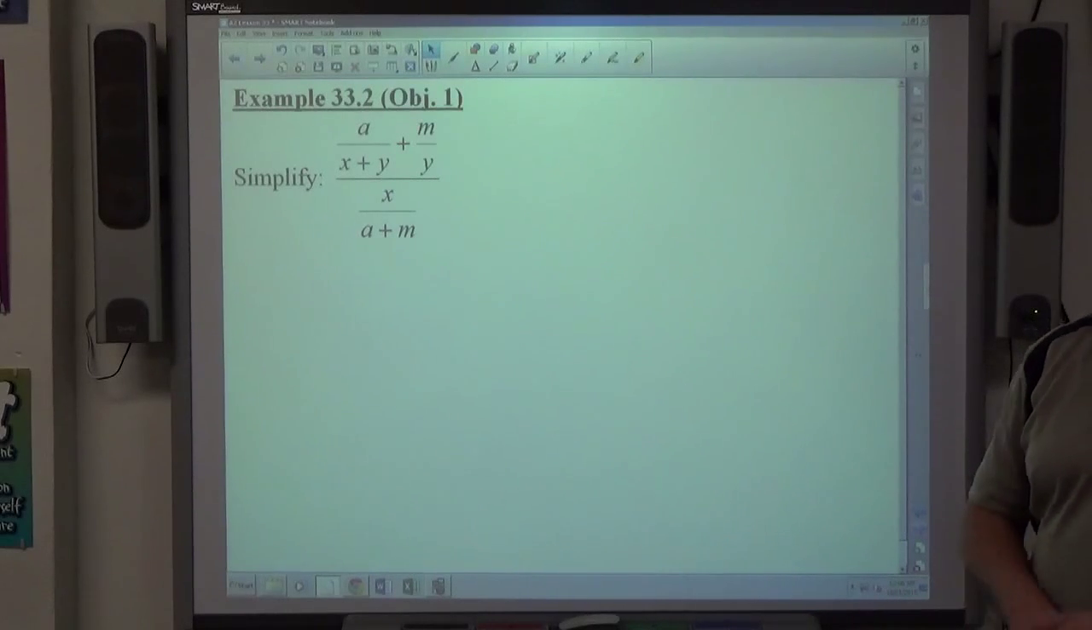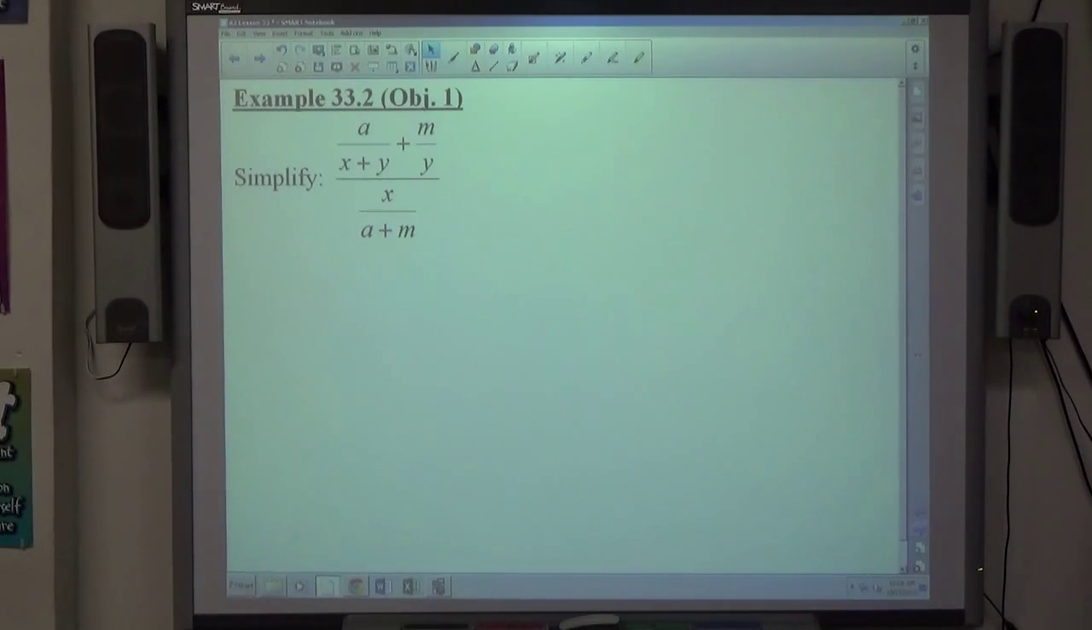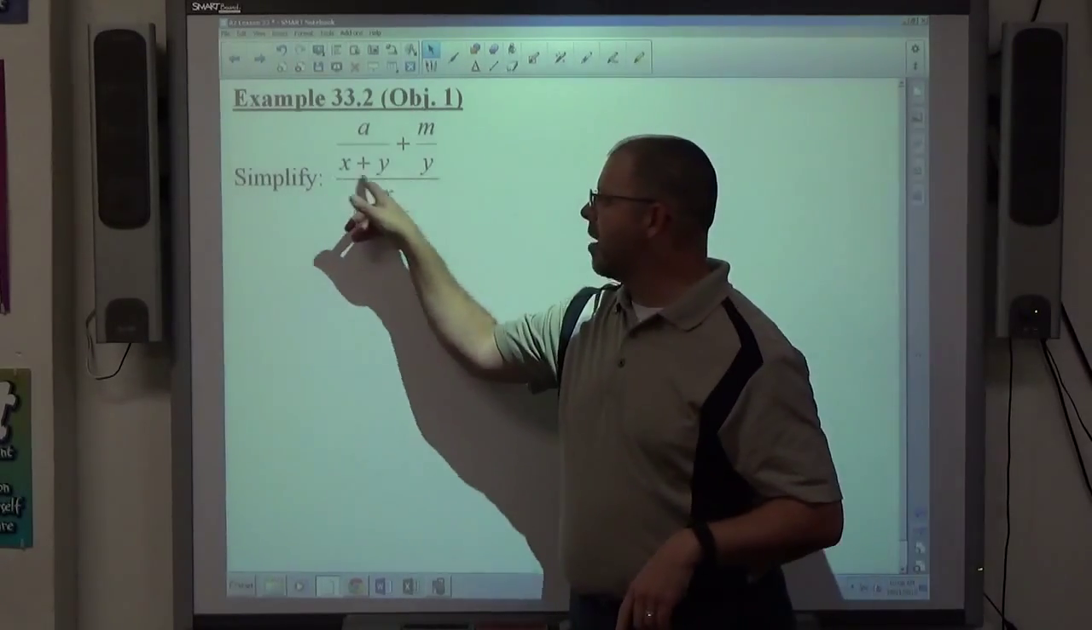Okay, now it's getting a little bit uglier. We have a over x plus y plus m over y, all over x over a plus m. Again, mentally, I'm identifying my main fraction bar right here.